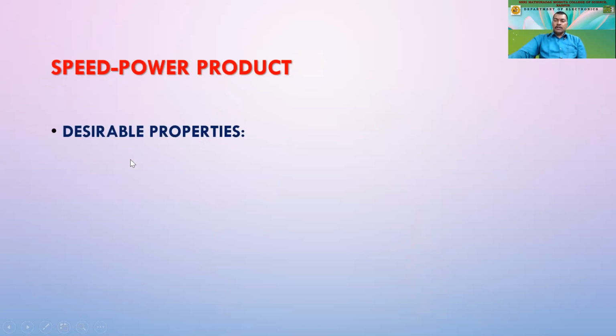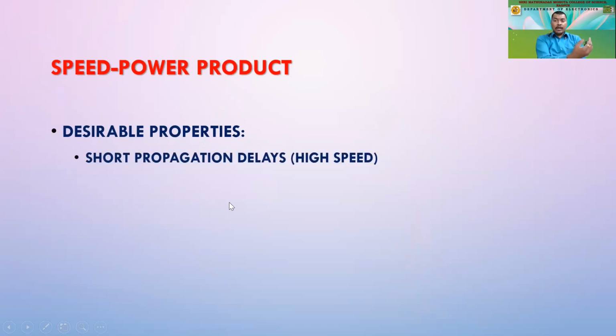Then we have the speed power factor. Desirable properties are that we should have a short propagation delay. That means we should have a high speed working gate, right? If you work on only simple gates, it's not an issue, because even if the output comes after 1 second or a millisecond, it won't matter. But as we use them in a microprocessor or any digital circuit, this factor is very, very important, because we work on a large scale and we expect the output to come in a fraction of a second. So short propagation delays are expected.